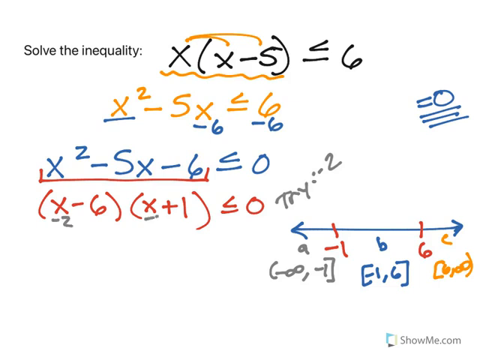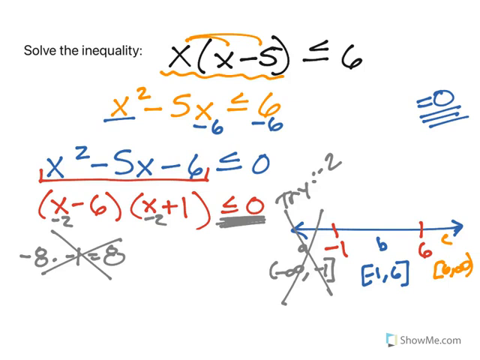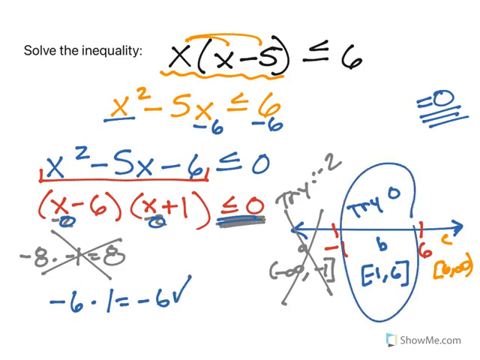If I plug negative 2 in for x, I get negative 8 times negative 1, which is a positive 8. Well, I need this to be less than or equal to 0. 8 is not less than or equal to 0, so this first interval does not work. In my next interval, interval B, something between negative 1 and 6, I'm going to try 0. If I plug 0 in for x, I get negative 6 times 1, which is negative 6. Negative 6 is less than 0, so this one is good.